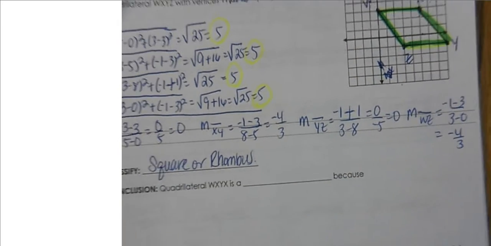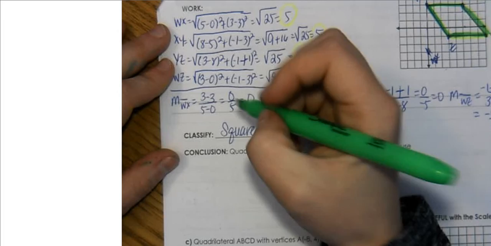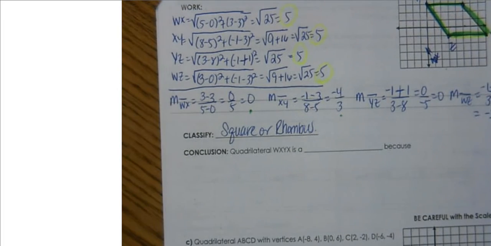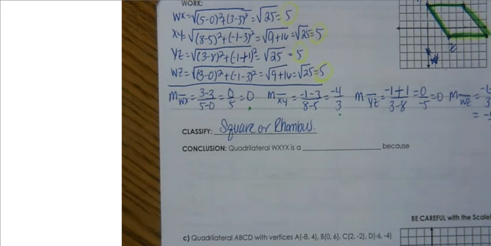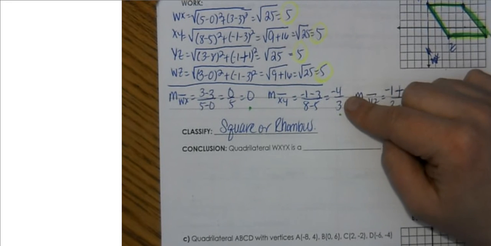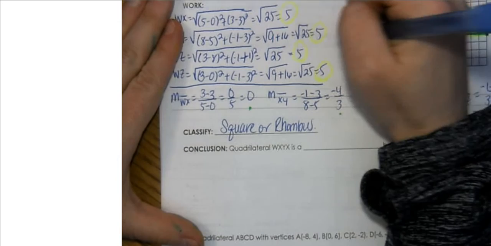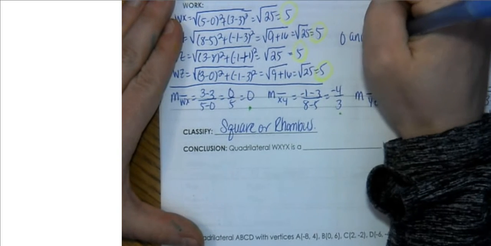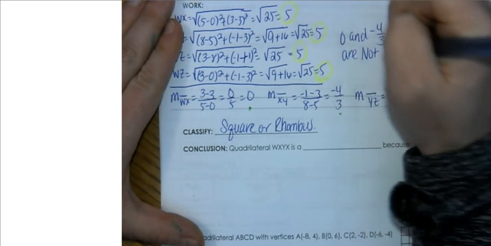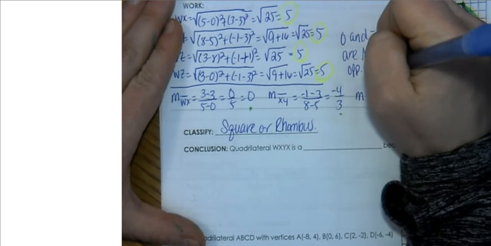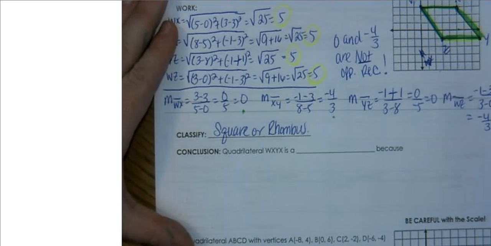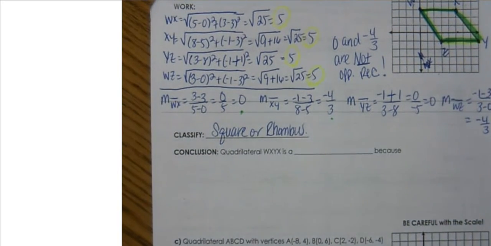So now let's look at our slopes. I see a 0 and a negative 4/3. And we know that the only way for us to have perpendicular lines with 0 is if we had an undefined slope. And the opposite reciprocal for negative 4/3 would have been positive 3/4. So therefore, in this problem, I'm going to say that 0 and negative 4/3 are not opposite reciprocals. And since they are not opposite reciprocals, we do not have 4 right angles. And therefore, it is not a square this time. We have ourselves a rhombus.